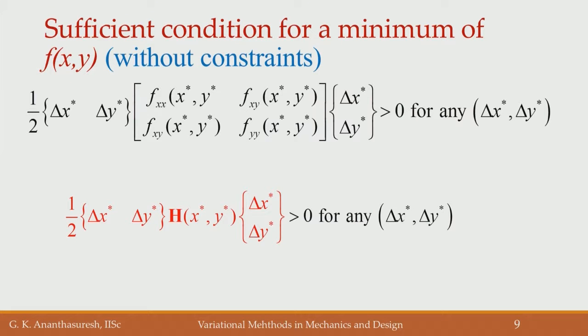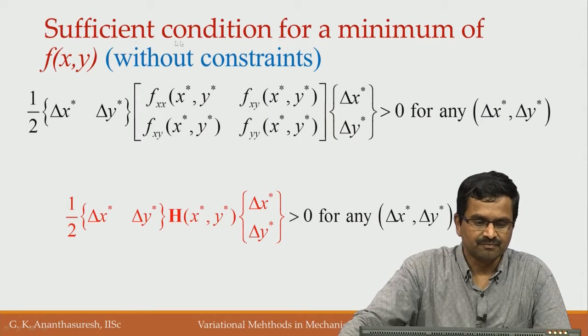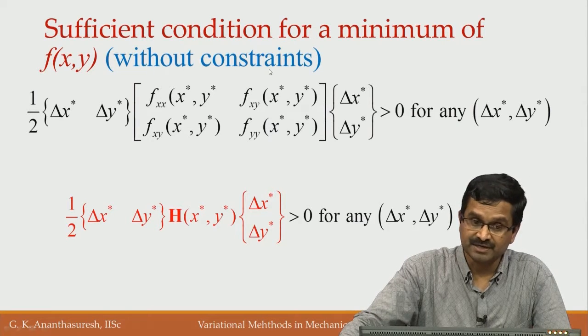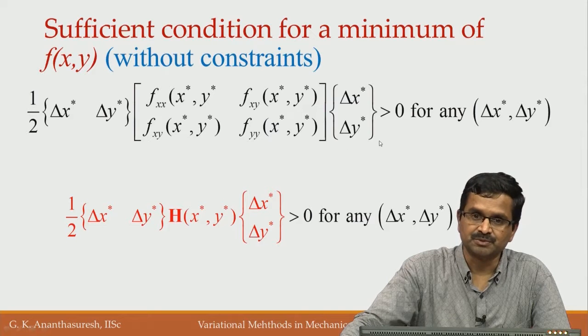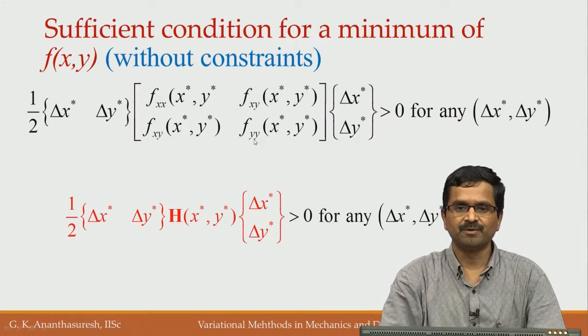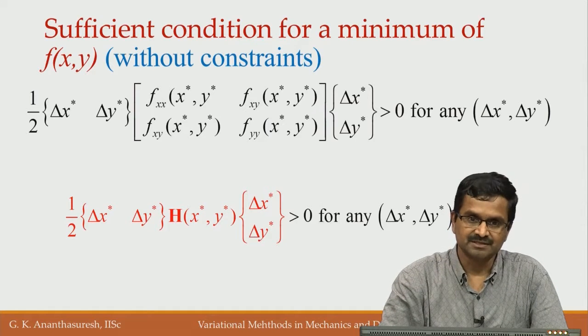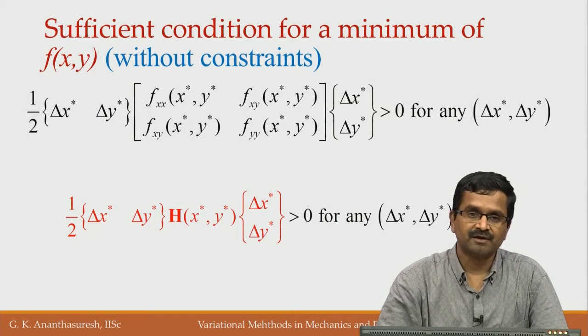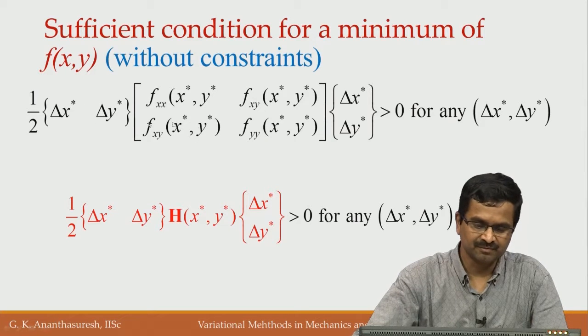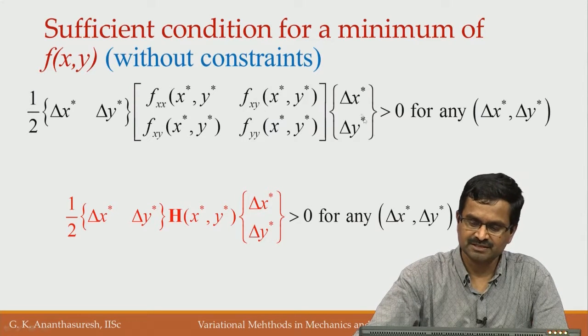Now, let us move to sufficient conditions, which is the main point of today's lecture. For an unconstrained problem, this is what we said should be true. This is a second order term in the Taylor series approximation, because for a local minimum the first order term is 0. And now the second order term has to be positive in order for f of x star to be a local minimum. This is the second order term written in matrix form, delta x star, delta y star.